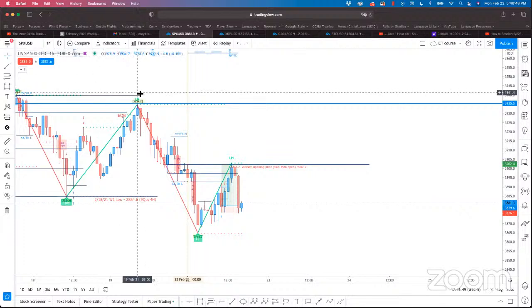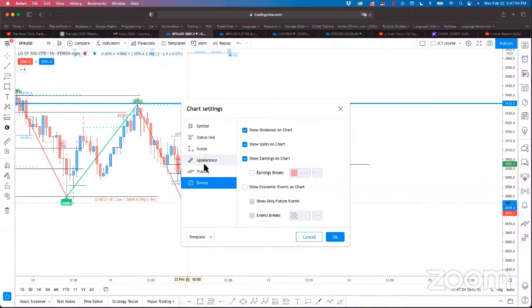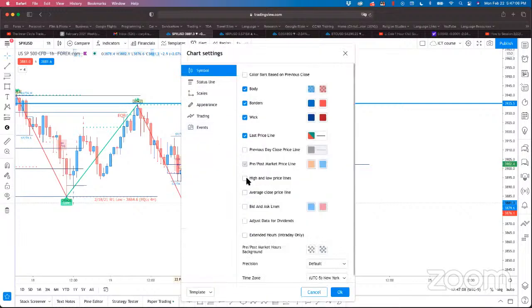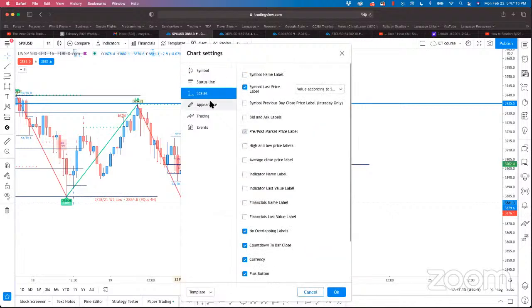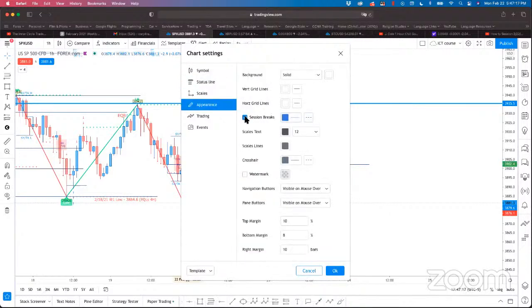So the easiest way to do it is just go to the 1 hour candles or the 15, or whatever daily candle you're looking at. You can go add in the session break. Session break. Where are you? It's on appearance. Appearance? Yeah. Okay. Yep. Session break, right?